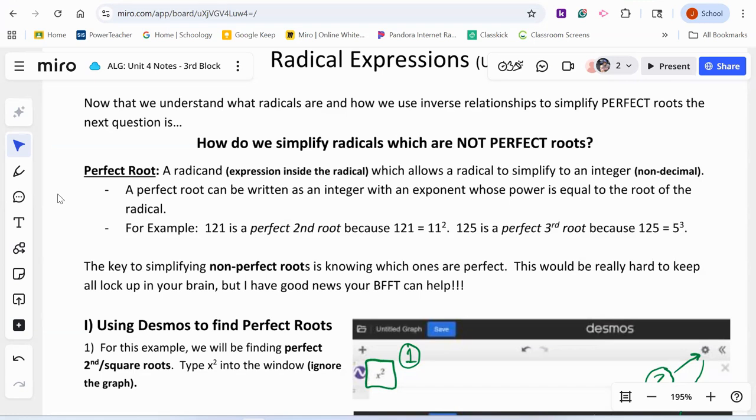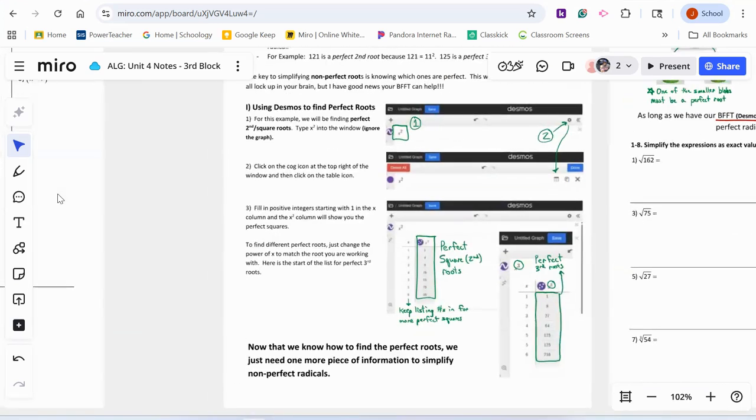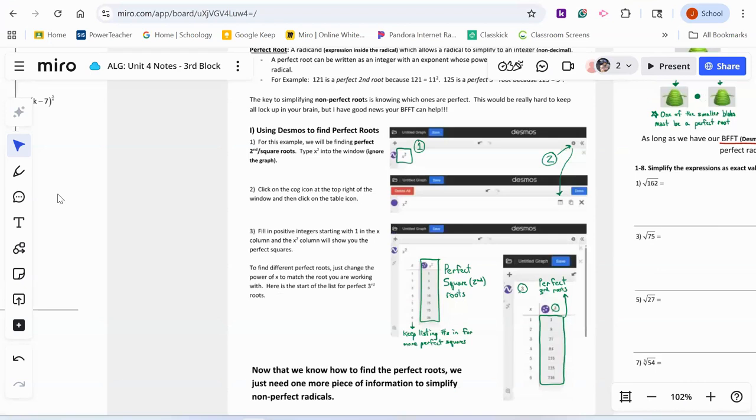All right. And now here's the deal. The key to simplifying these, the way I'm going to show you, is based on knowing the perfect roots. Now, I would never expect you to memorize all the perfect roots because that is really difficult to do and not needed because your BFF Desmos can do it for you. All right. Now, I have on the page here in Miro a breakdown step by step with some images of what I'm going to show you in Desmos right here.